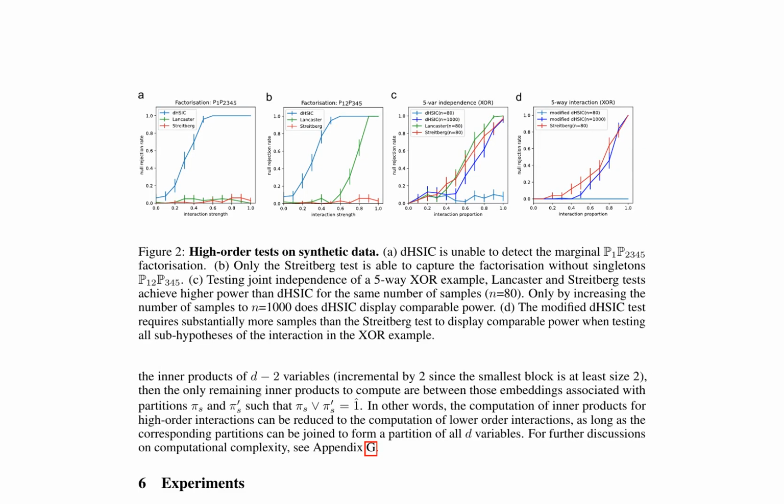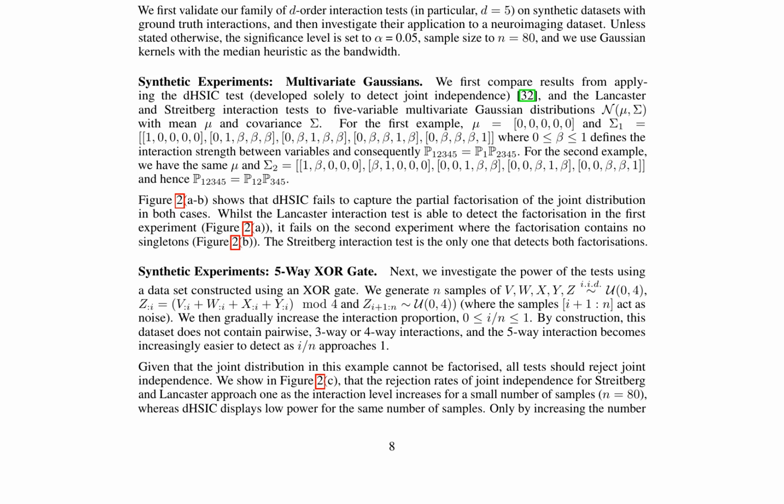The validation of high-order interaction tests on synthetic datasets and their application to neuroimaging data is discussed. The comparison of the dHSIC test with the Lancaster and Streitberg interaction tests on multivariate Gaussian distributions and a 5-way XOR example shows that the dHSIC test fails to detect partial factorisations in both cases. In contrast, the Lancaster and Streitberg tests successfully capture these factorisations. The Streitberg test demonstrates higher power in detecting joint independence with fewer samples in the XOR example.